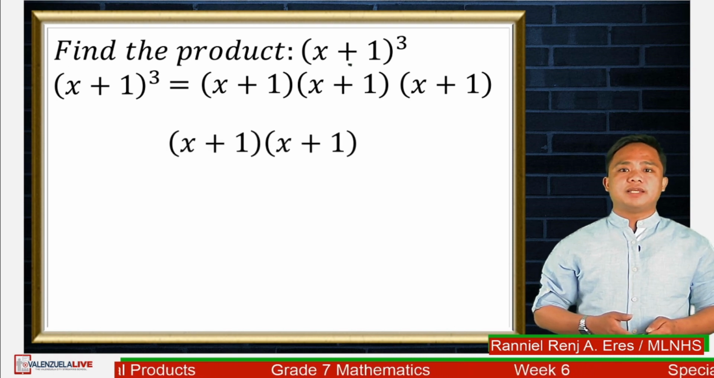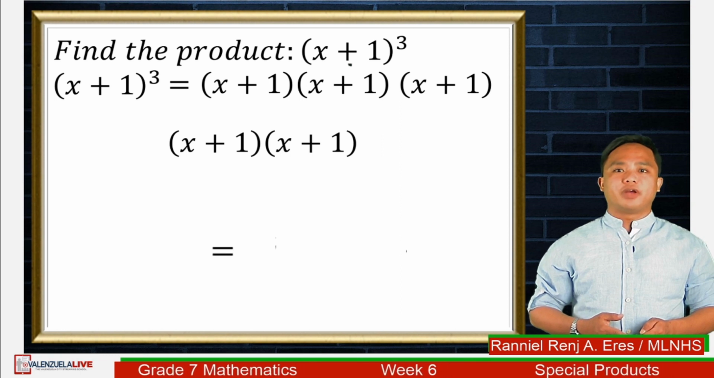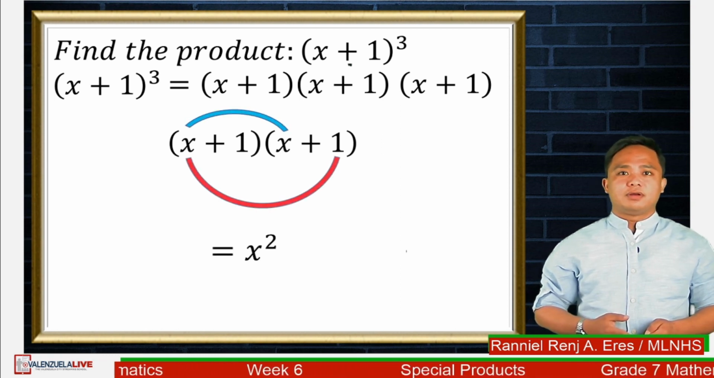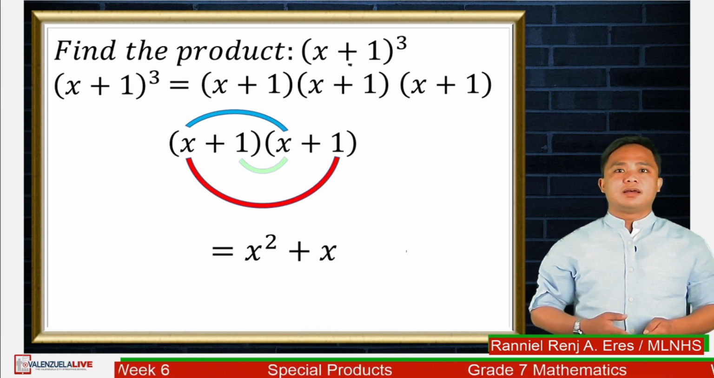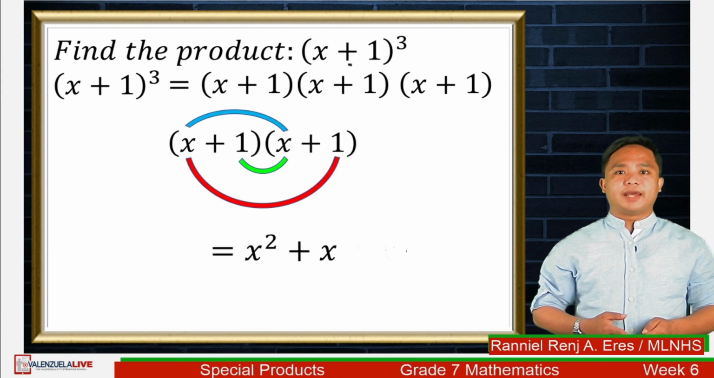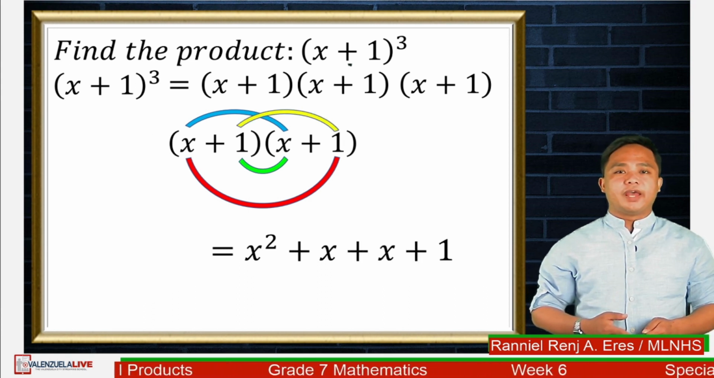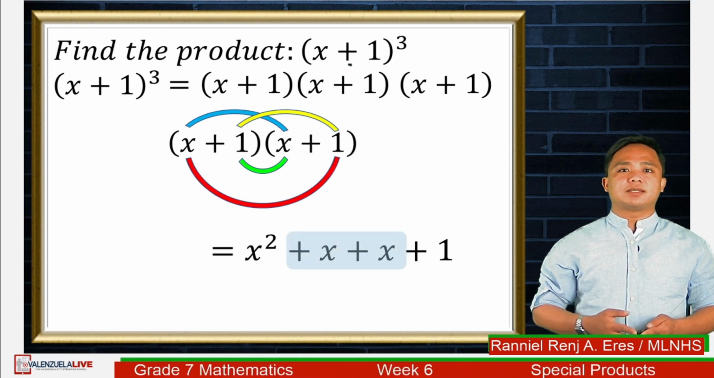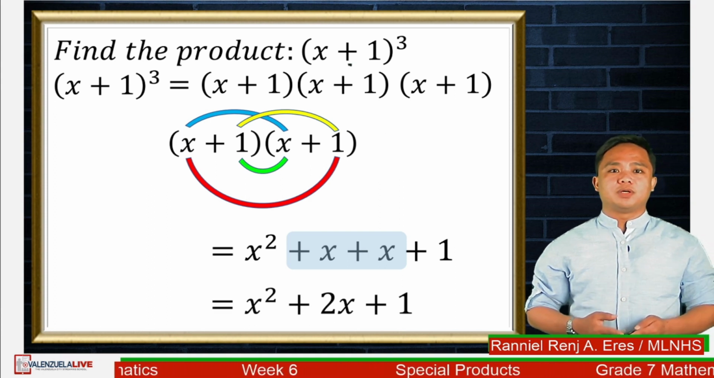Now, let's take the two factors first, and we will use the FOIL method. So we have x times x, we have x squared. X times 1, we have x. X times 1, we have x. And 1 times 1, we have 1. And if we simplify this and combine the similar terms, x and x, we will have x squared plus 2x plus 1.